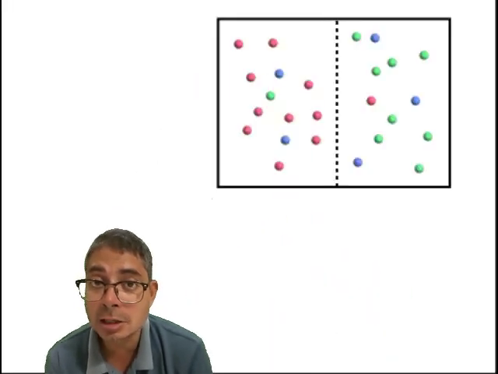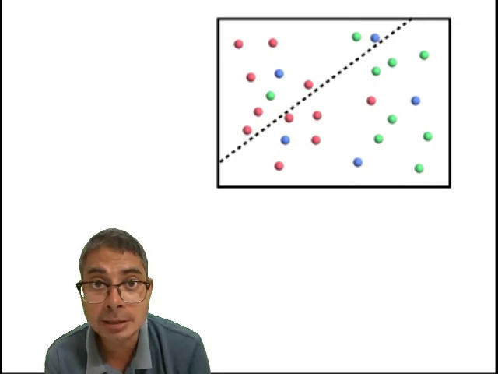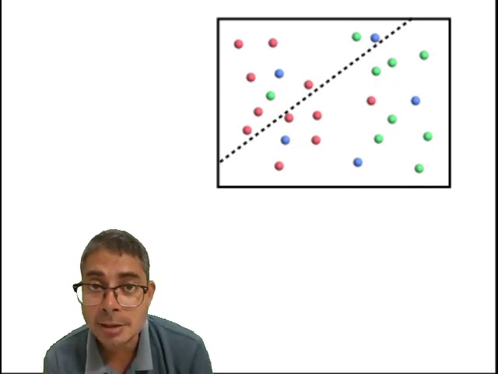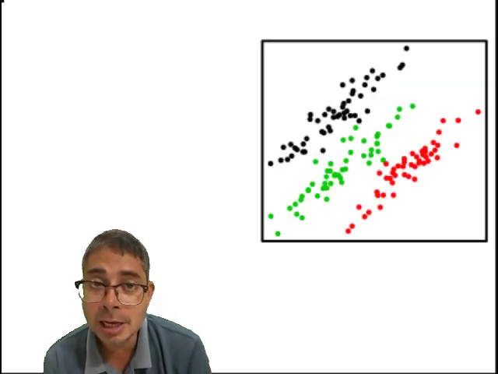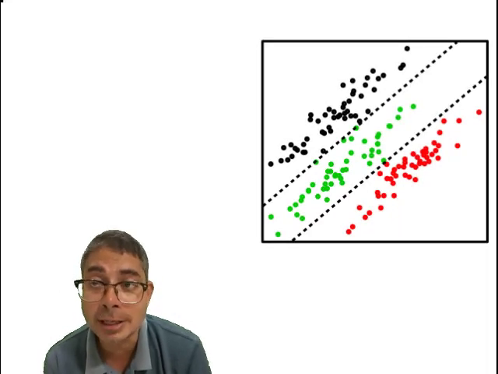CART at every step will make only axial cuts, that is, cuts that are parallel to one of the coordinate axes. It may happen in certain situations that you need an oblique cut like this, but CART cannot make such cuts. Here is an example. Here we have 3 different classes. They are quite well separated, but the best separating lines unfortunately are oblique.